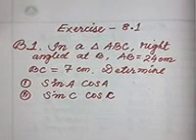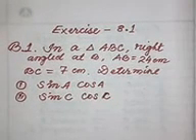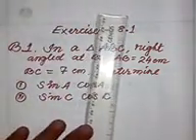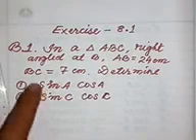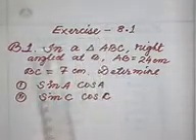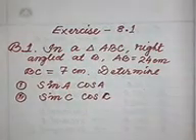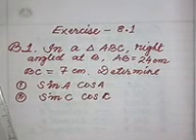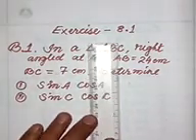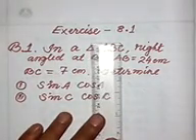So this is a question for the beginners. So let's start without wasting the time. So in a triangle ABC, right angle at B, that means in a triangle ABC, angle B is right angle, that means 90 degrees. So I'm just going to draw a 90 degree here.